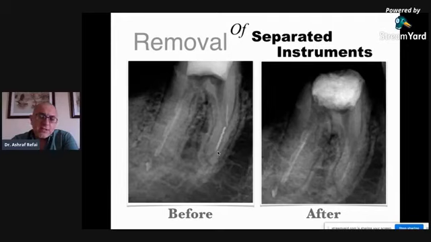Now this brings me to the point that this is about 4 millimeters of an instrument, and it was a size 45. Although there was a lot of space behind it, the nature of this instrument, it being an H file which engages aggressively in dentin, and with that size, a size 45 with the 4 millimeters, it made it nearly impossible for me to take it out with ultrasonics.